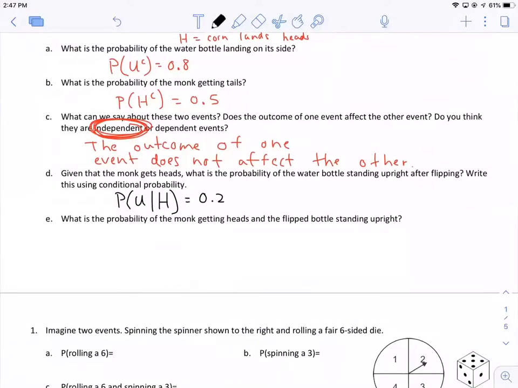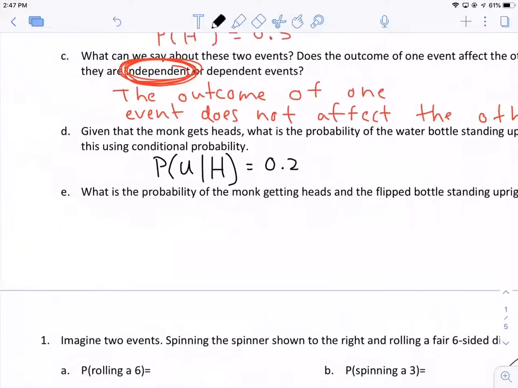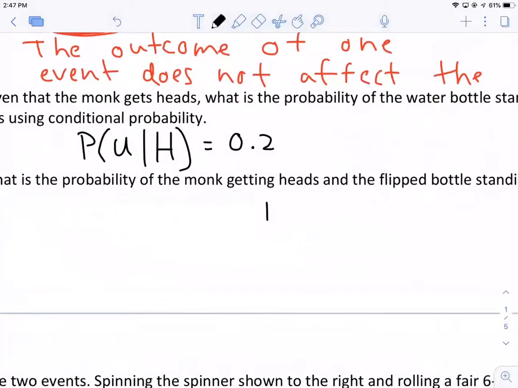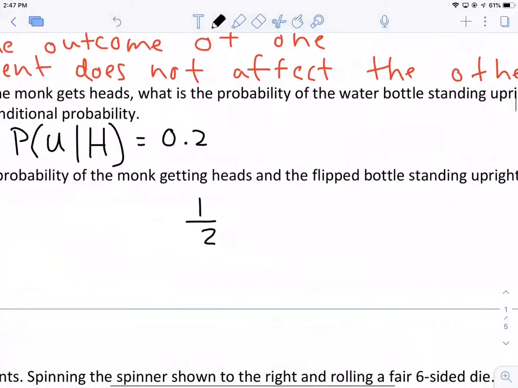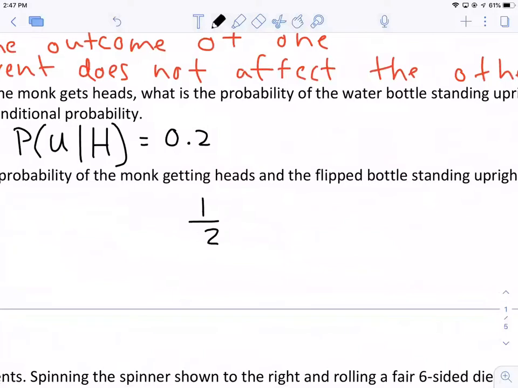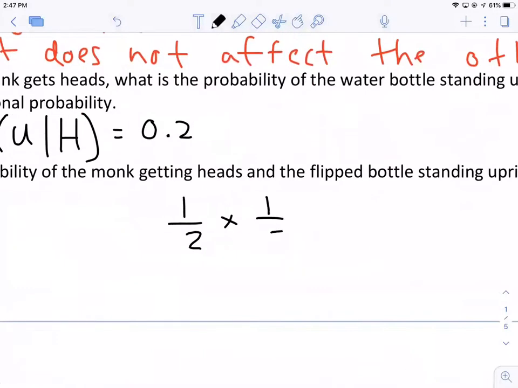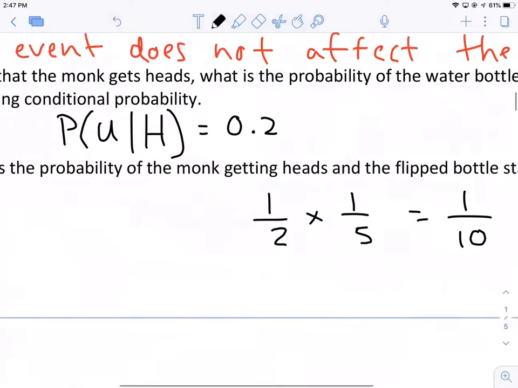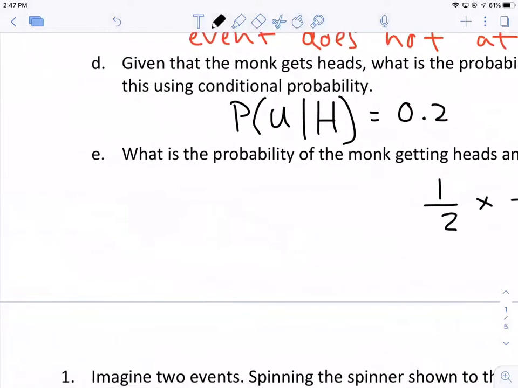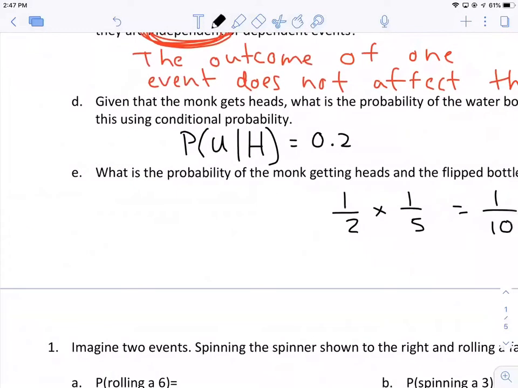Right? And so lastly, what is the probability of the monk getting heads and the flip bottle standing upright? Well, the chance of the monk getting heads is a half, right? And the chance of the water bottle standing upright is a fifth, or 20%. So the chance of both happening is a tenth. And we are allowed to multiply these probabilities together because they are independent, because they don't affect each other, right? So yeah, we'll leave it like that.